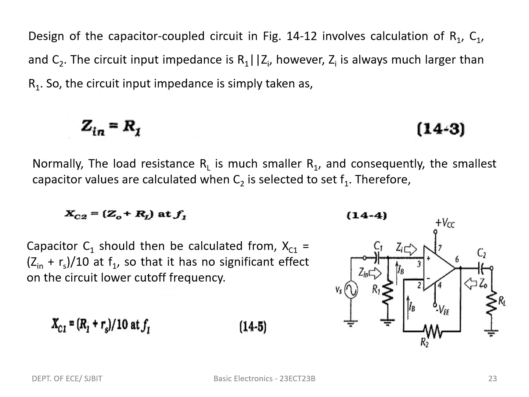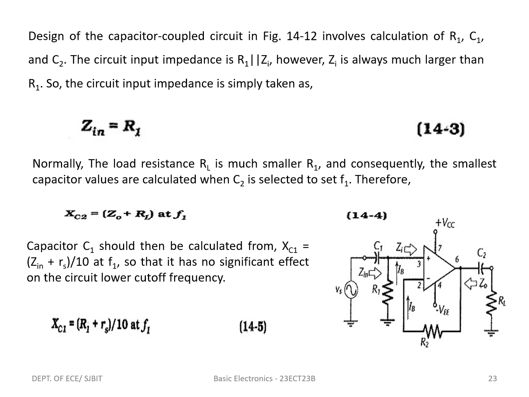The design of the capacitor coupled circuit is shown in the figure here, which involves calculations of R1, C1 and C2. The circuit input impedance R1 should be in parallel with Zi. However, Zi is always much larger than R1, so the circuit input impedance is simply taken as Zin equals R1. Normally, the load resistance RL is much smaller than R1, and consequently the smallest capacitor values are calculated when C2 is selected to set f1.